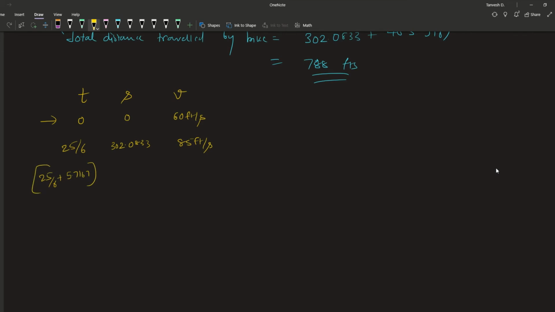Total distance traveled is 788. This one we already calculated. And the velocity does not change now. The velocity remains constant, which is 85 feet per second. If you want, you can also plot the acceleration time. So acceleration at this point, it had a uniform acceleration or a constant acceleration, I would say 6, 6 and then 0, because from this Q to R it is not accelerating anything. So you can also plot the acceleration time graph.